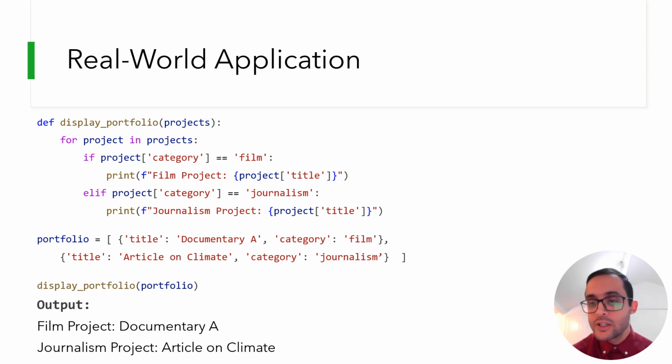Overall, this small snippet allows you to filter and display projects based on their type, which could be a useful feature for a portfolio website. And this is a great example of how we can use loops, conditionals, and dictionaries together, as well as functions, in order to categorize and display information dynamically. Does anyone have any questions about how the loop or conditionals work here?